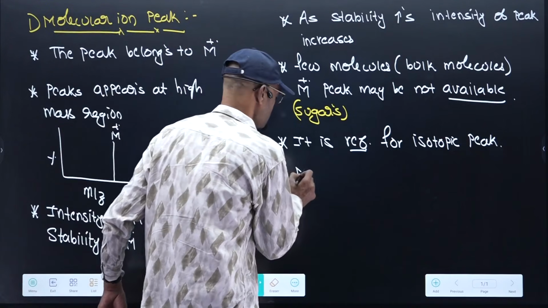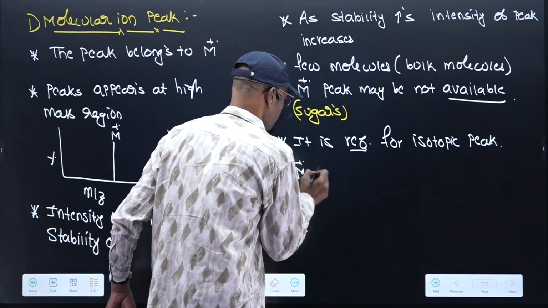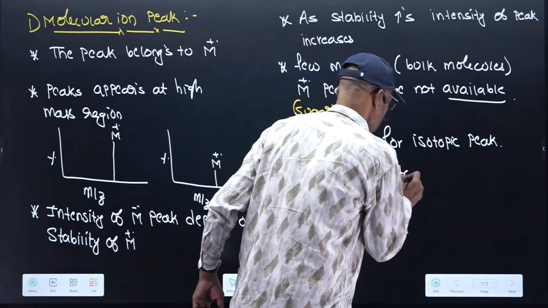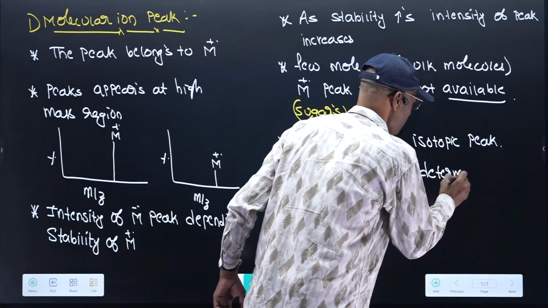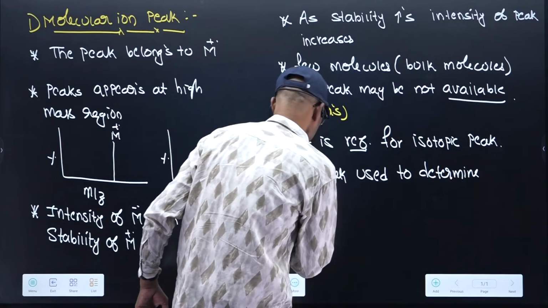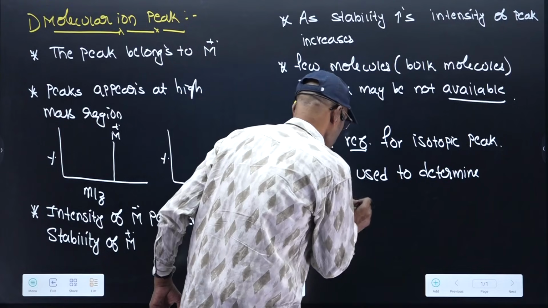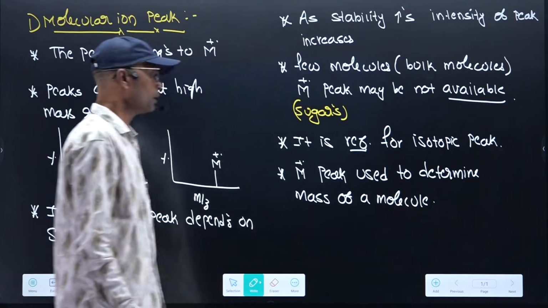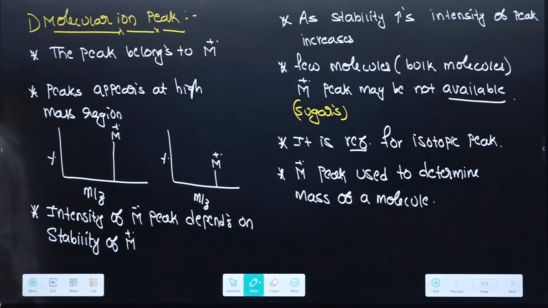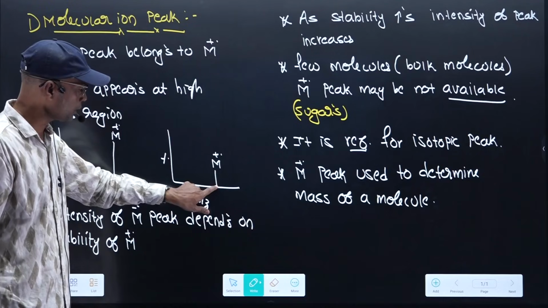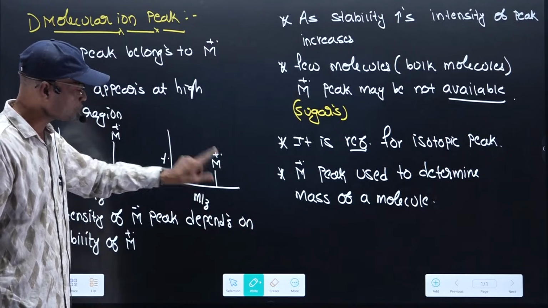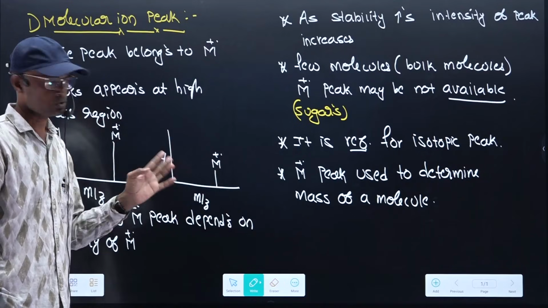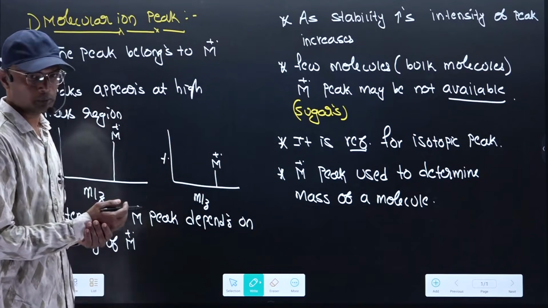Next, the molecular ion peak is used to determine the mass of a molecule. If you know the m/z value, you can calculate it. With the help of the m/z value of this molecular ion peak, we can calculate the mass of the molecule. Because what is the difference between the molecule and the molecular ion? One electron. So we can determine the mass of a molecule.